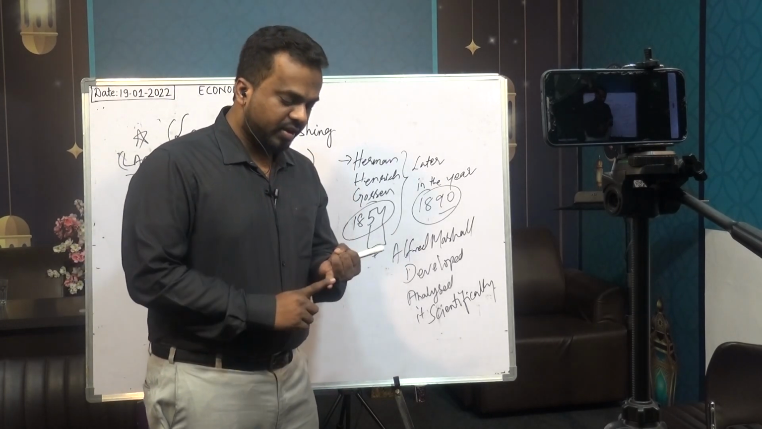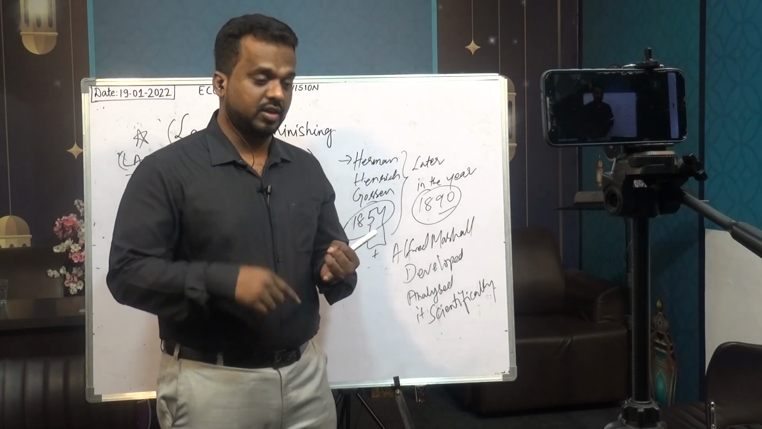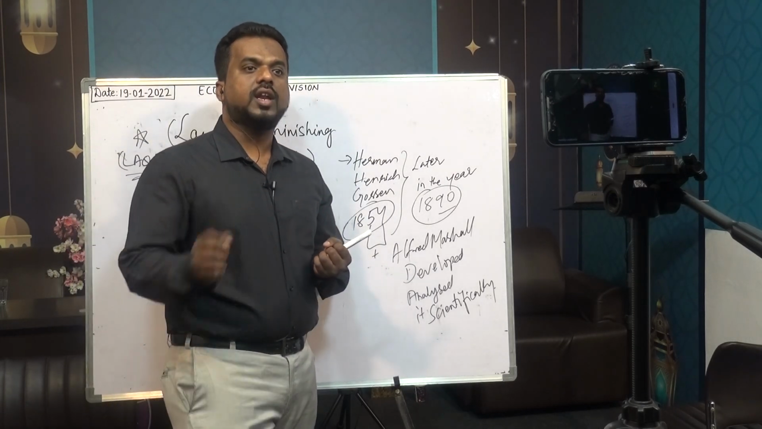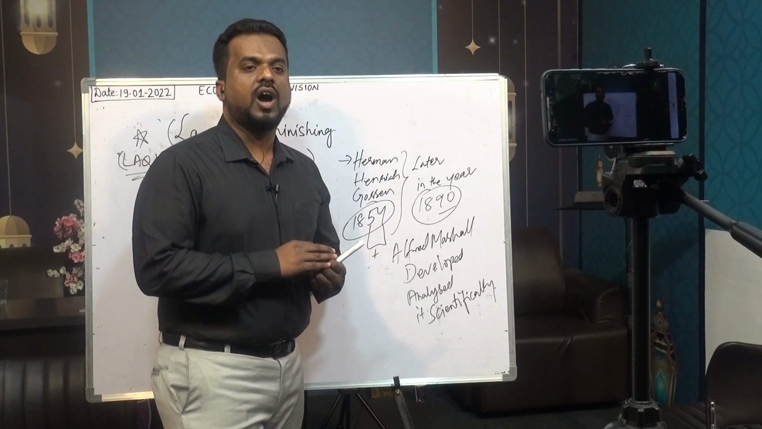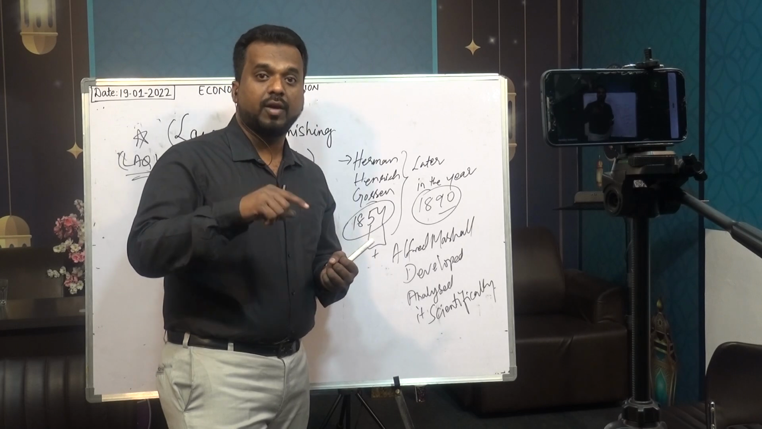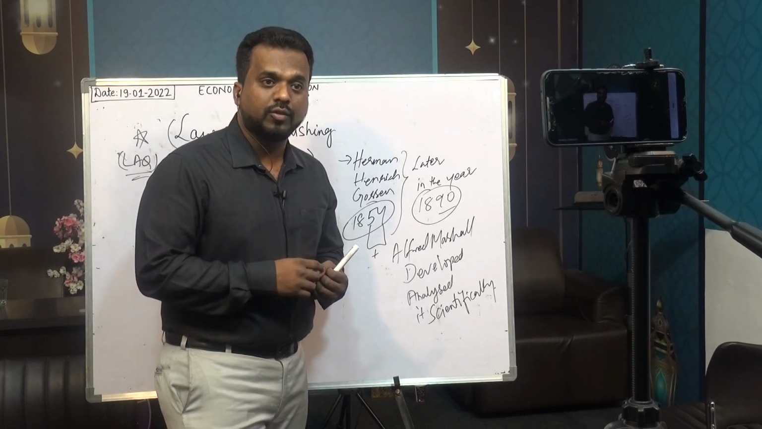Yes. Hermann Heinrich Gossen developed and introduced this law of diminishing marginal utility in the year 1854. Later, in 1890, Alfred Marshall developed this law scientifically. He developed it, analyzed it, presented it scientifically, and gave its definition.